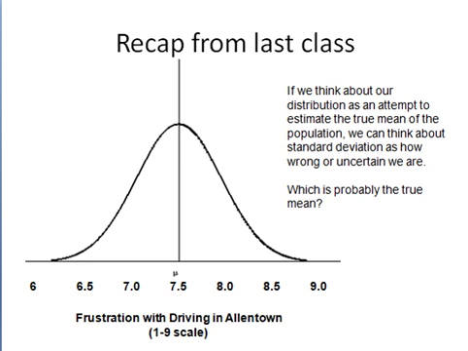So when we're thinking about a distribution, we can think about standard deviation as how wrong or uncertain we are. So for trying to figure out, okay, how frustrated are people with driving in Allentown? Like, what is the population average? Is there something we should do about this because people are frustrated with driving in Allentown?